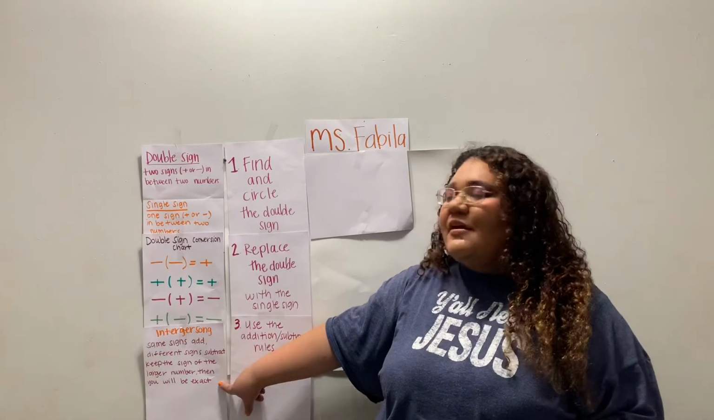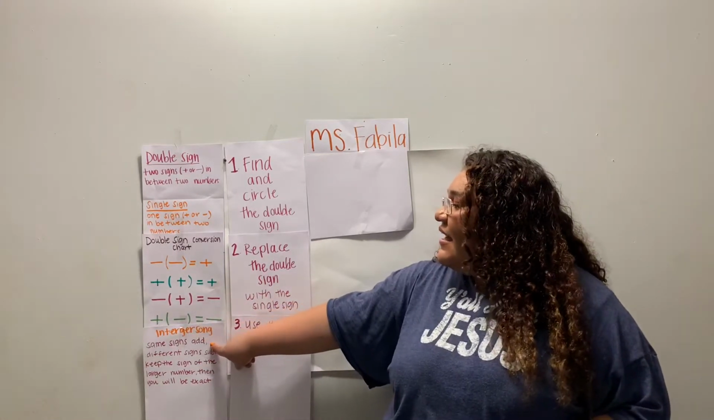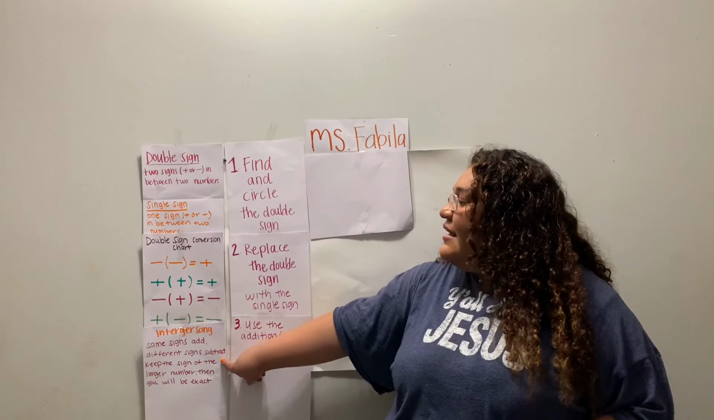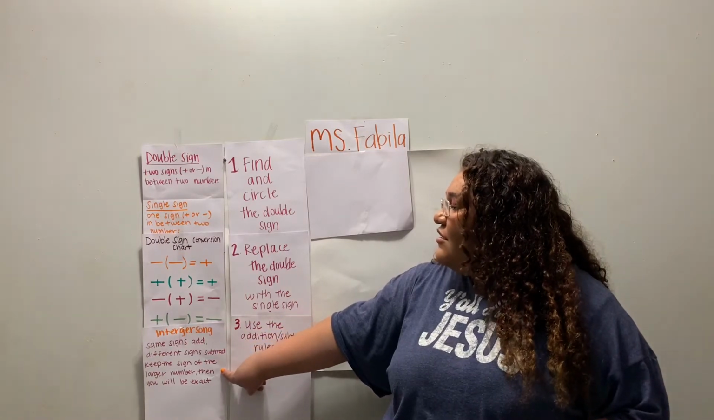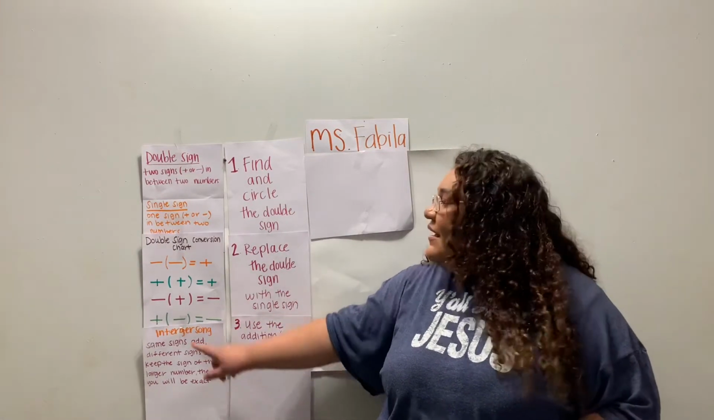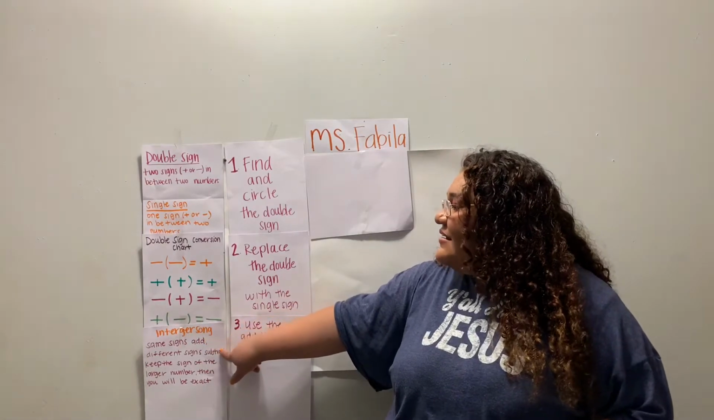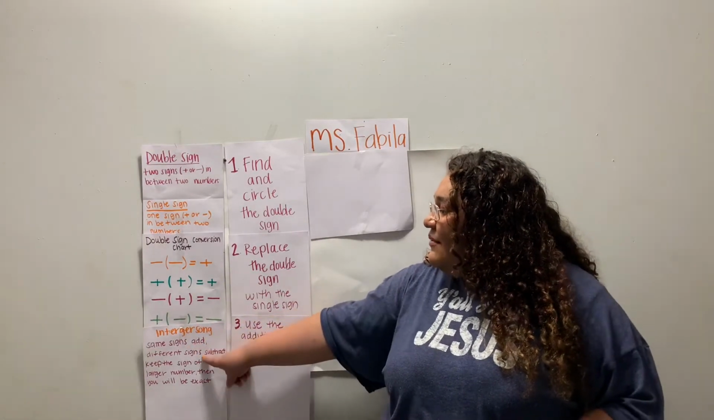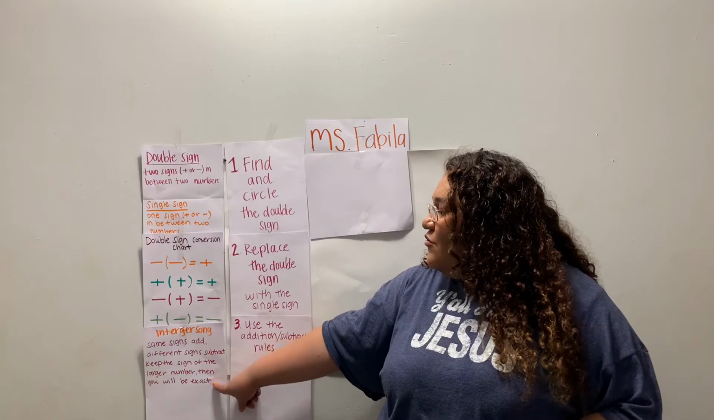Now you try it with me. Same signs add, different signs subtract. Keep the sign of the larger number, then you will be exact. One more time. Same signs add, different signs subtract. Keep the sign of the larger number, then you will be exact.